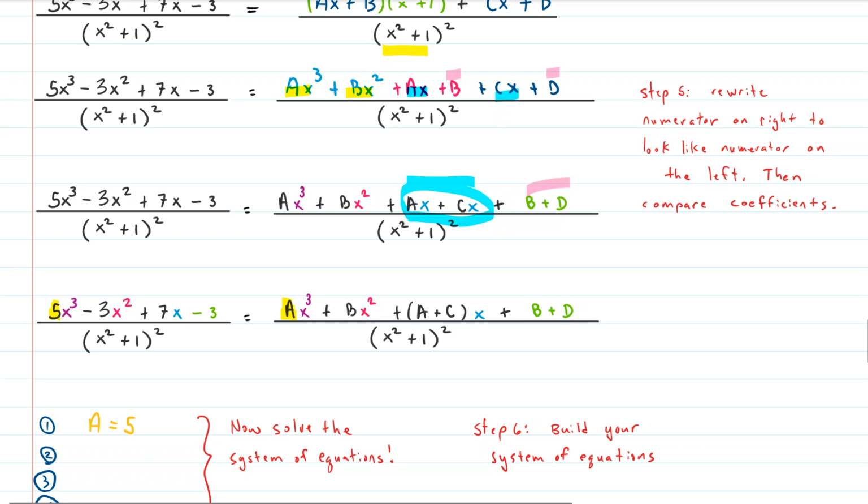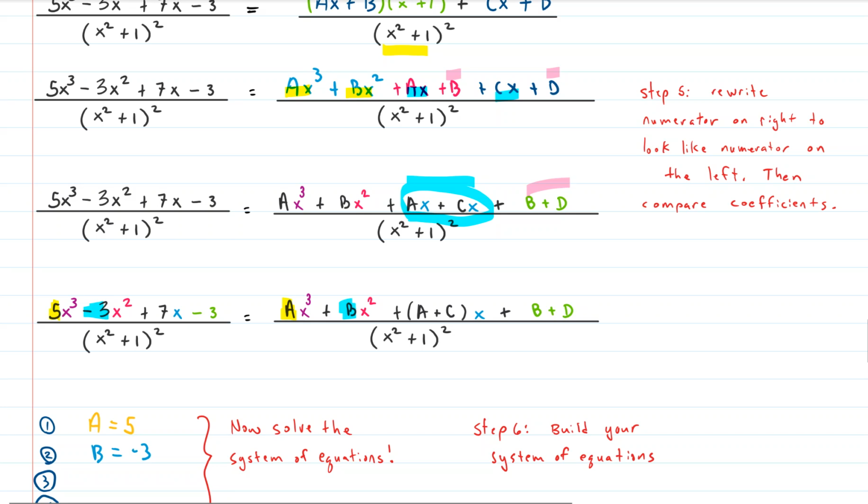On the left, we have -3. On the right, we have b, positive b, by the way. So we know b must equal -3.